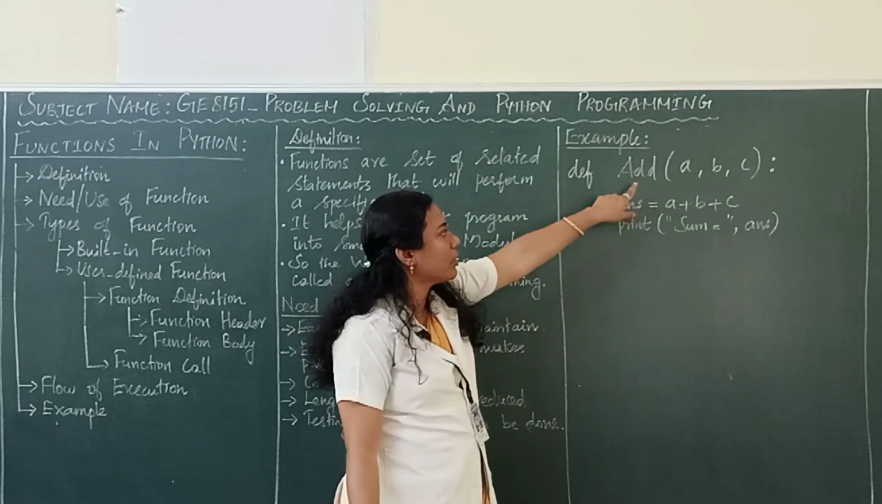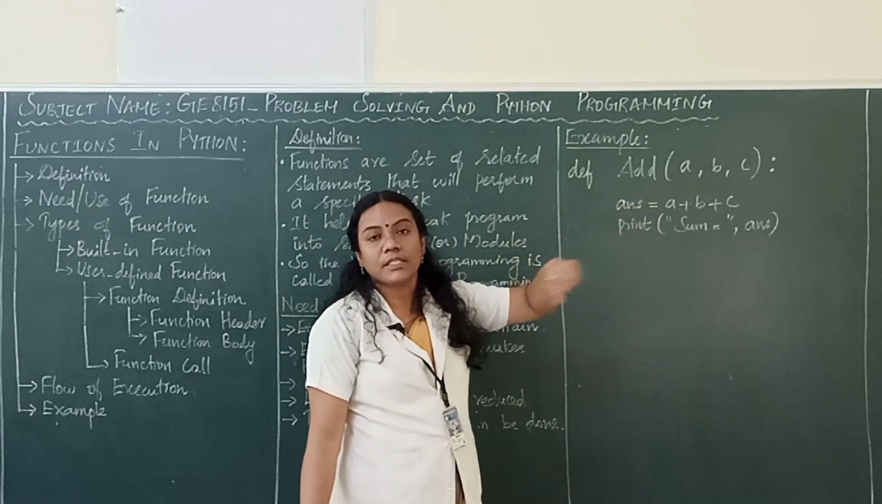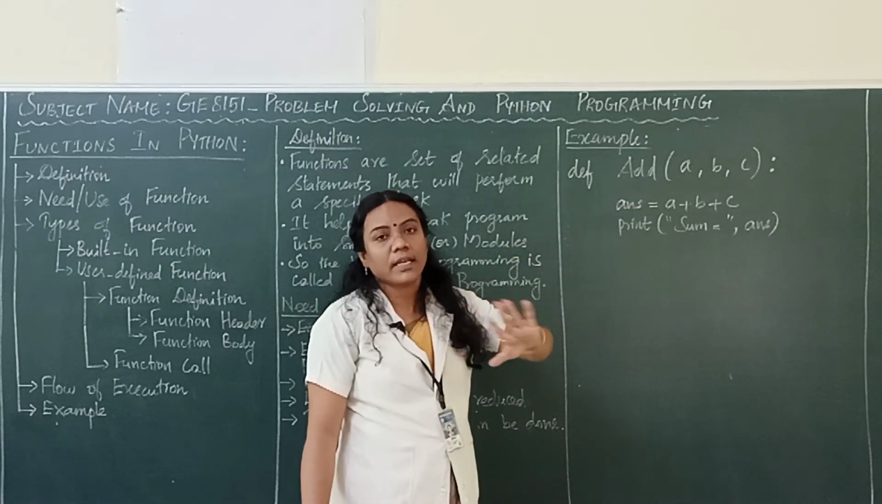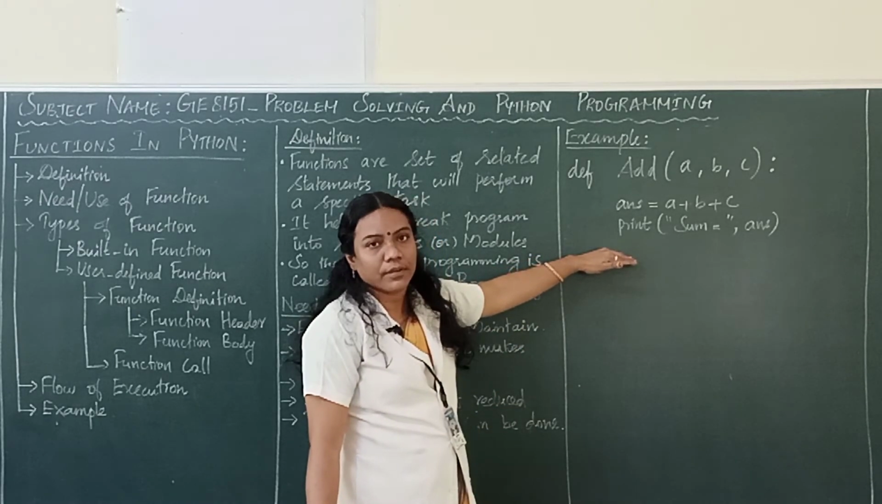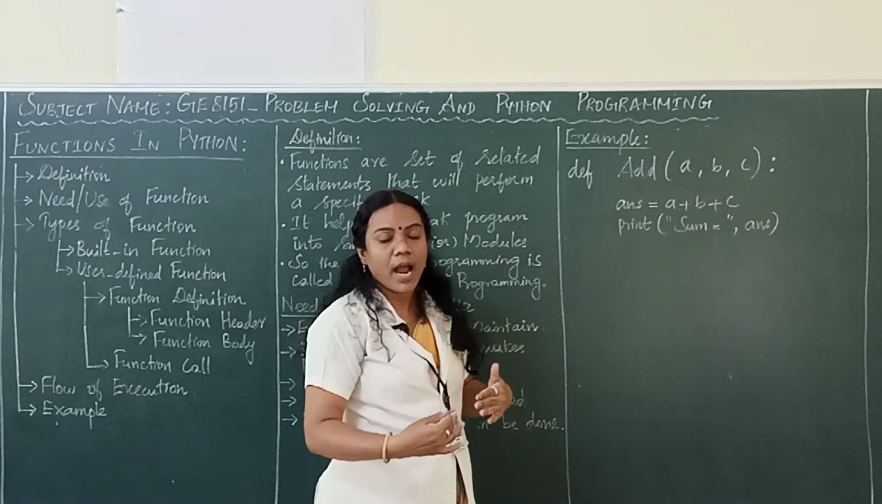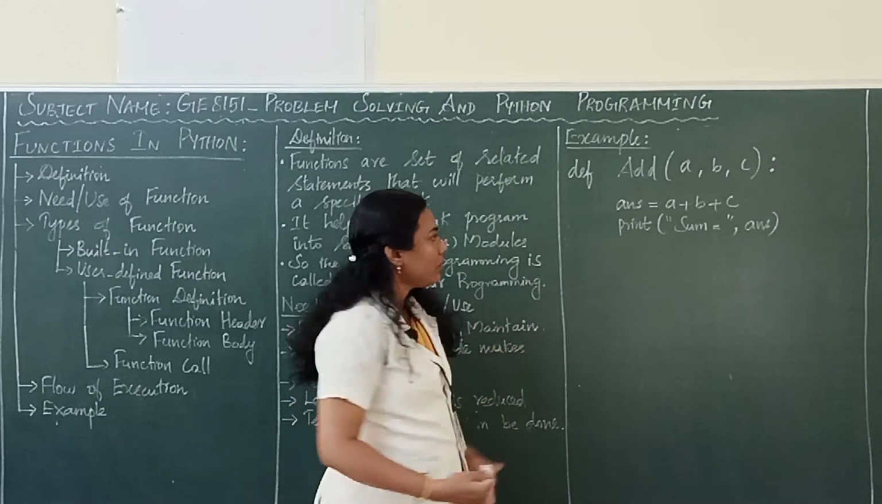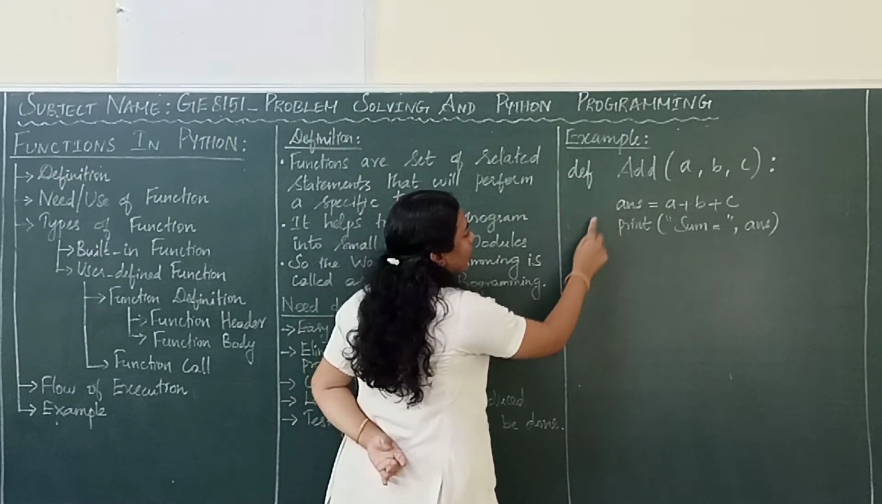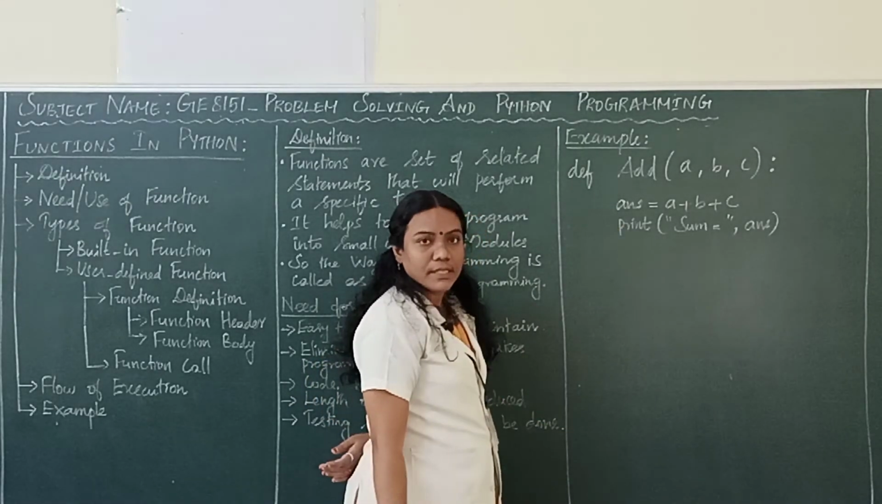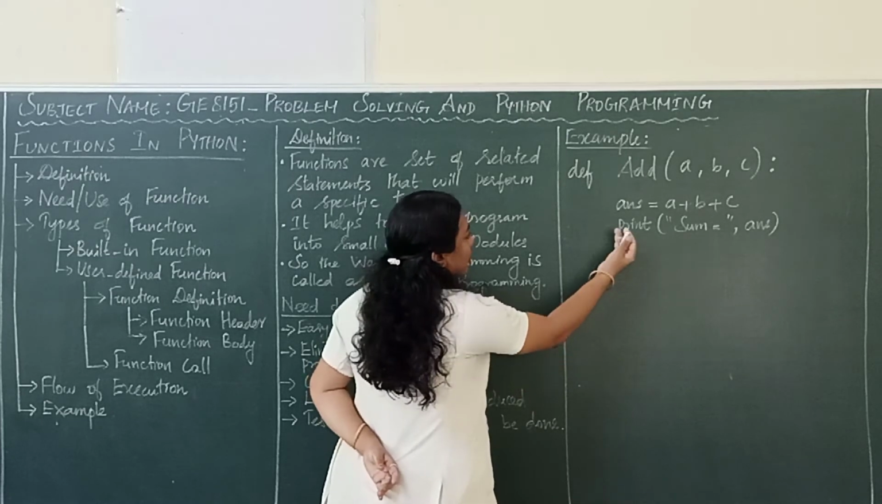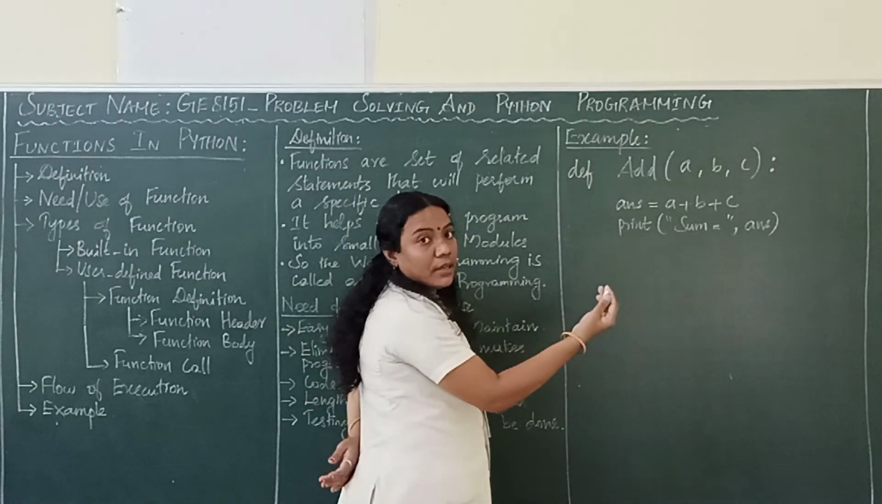What is the name of the function? Add. Why did I implement this function? It is used to add 3 numbers. So the function definition part is over. Next, I need to write the main portion. Don't forget to leave the indentation, that is important. Next I unindent the next line.